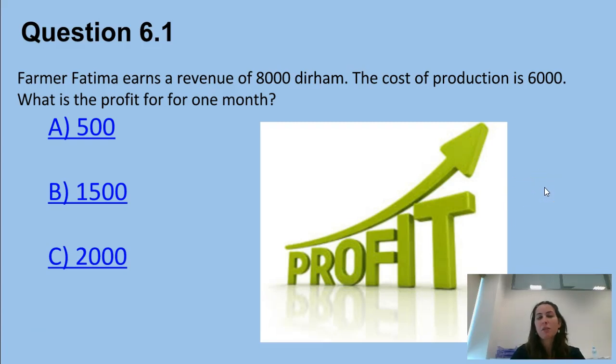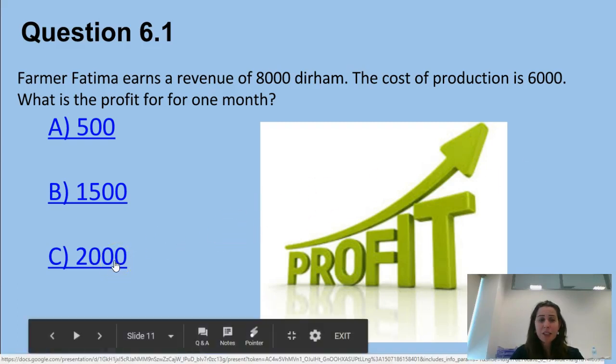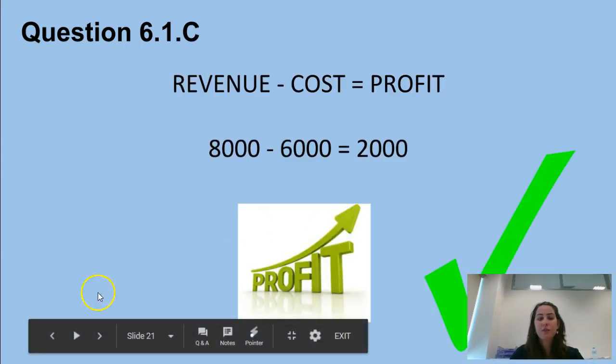So here we have an example. Farmer Fatma earns a revenue of 8,000 dirham, but her cost of production is 6,000 dirham. How much is her profit for one month? Well, what is our equation? 8,000 minus 6,000 equals 2,000.